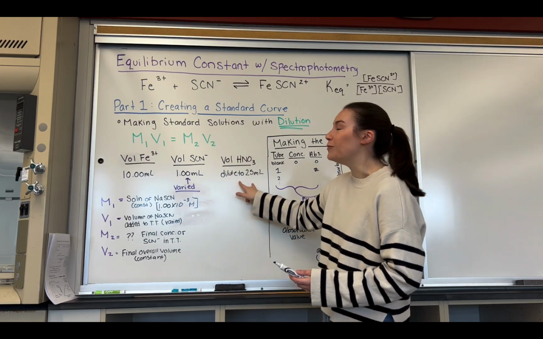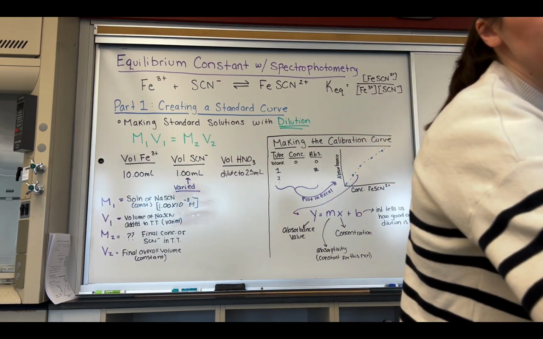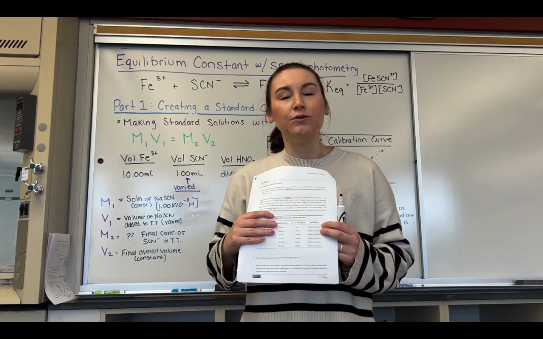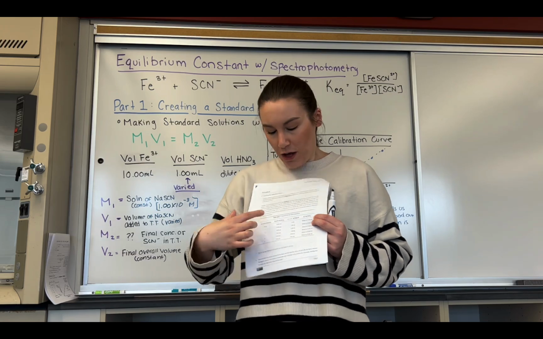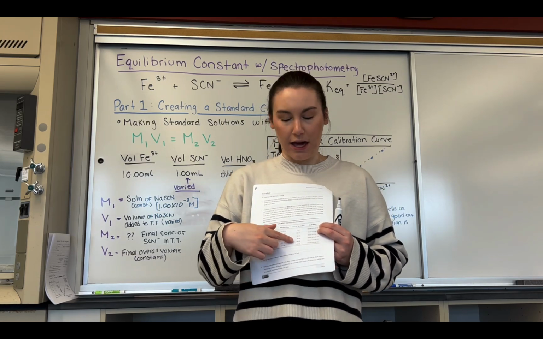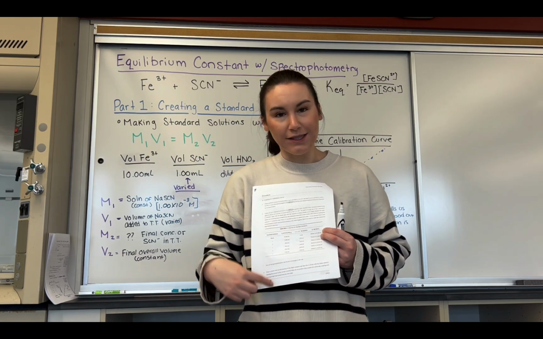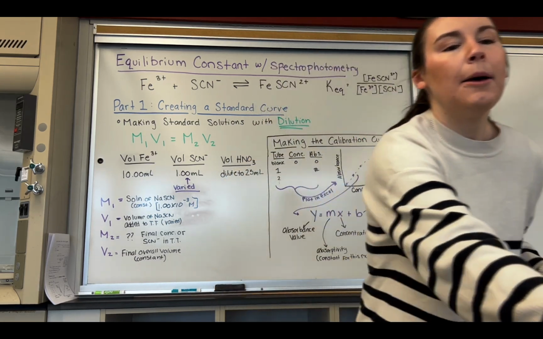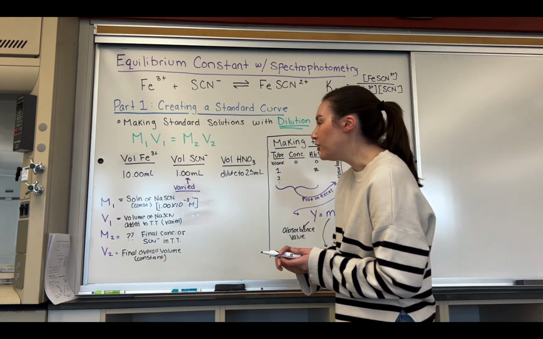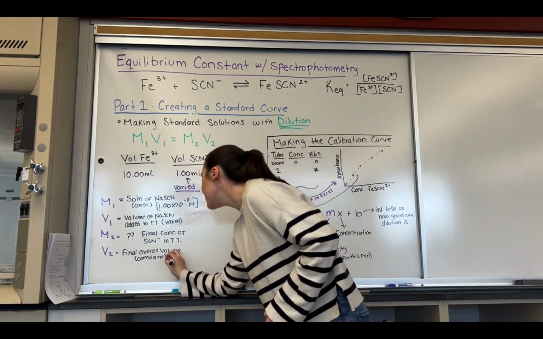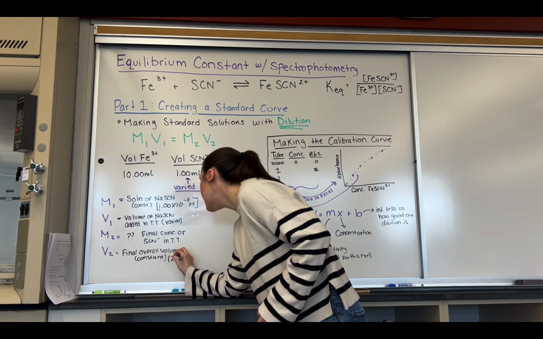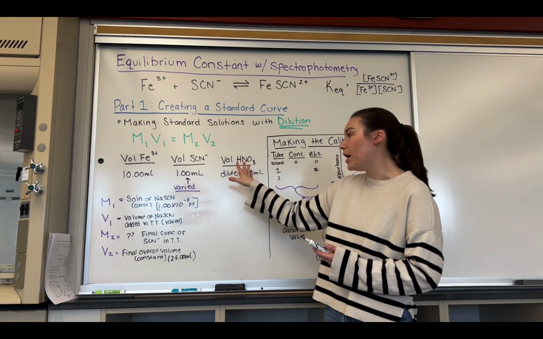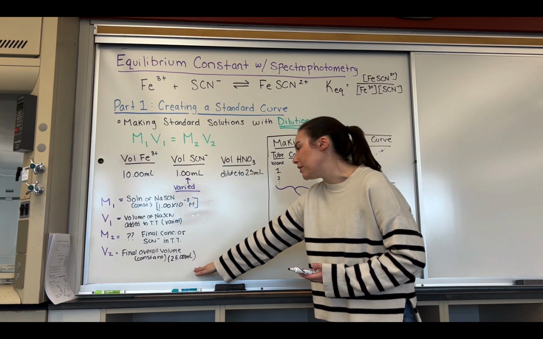We know what that final volume is because in our chart, and as I have shown here, the HNO3, or the nitric acid column, says to dilute to 25 milliliters. So these volumes are going to vary, okay, because of the different amounts of the iron and the thiocyanate that we're adding, okay? But we're always going to dilute to 25 milliliters, meaning that in part 1, our final volume for our test tube is always going to be 25 milliliters.